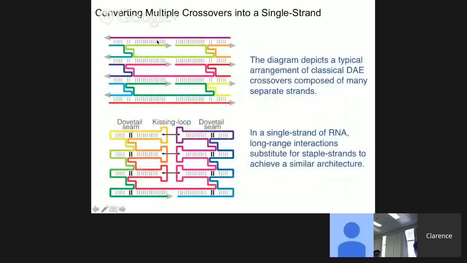So here's a diagram on the top showing what a typical little chunk of a DNA origami might look like. And we have these long strands, and then we have a bunch of these shorter strands. So it's like many little strands of DNA that come together to build the shape and define it. And you have all these circles. So there's no way to make this shape with all these little circle things out of just one long strand. So we had to do some tricks.